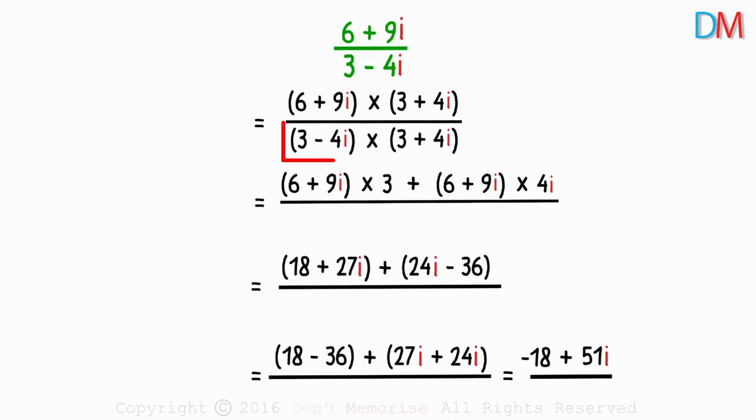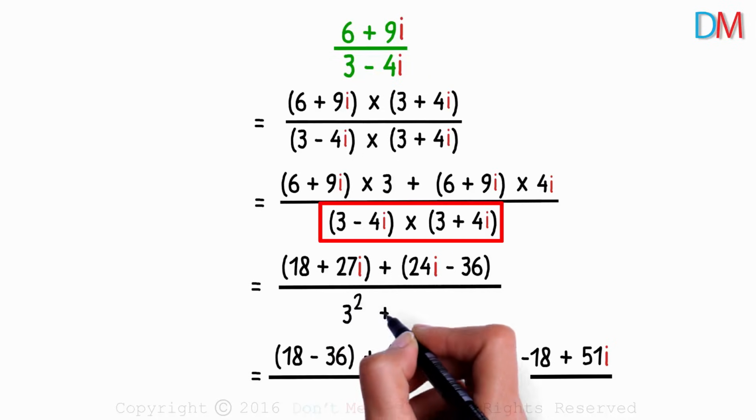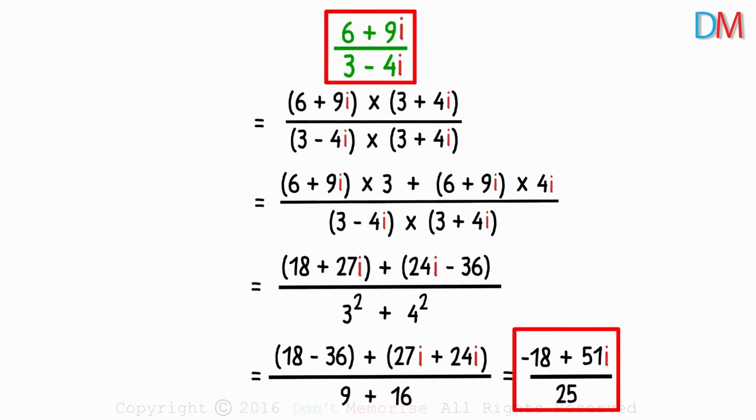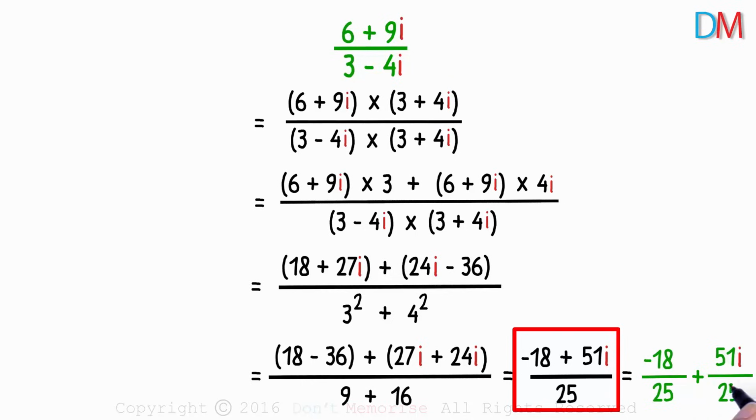Now let's move on to the denominator. The denominator is 3 minus 4i multiplied by 3 plus 4i, which is nothing but 3 squared plus 4 squared. 9 plus 16 equals 25. Hence, dividing 6 plus 9i by 3 minus 4i gives us negative 18 plus 51i divided by 25. That can be simplified to negative 18 by 25 plus 51i by 25.